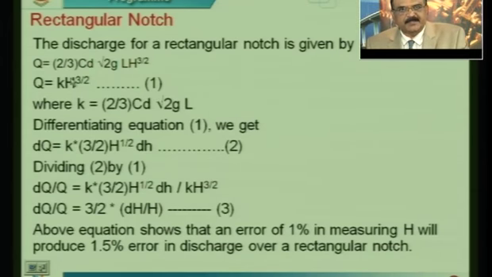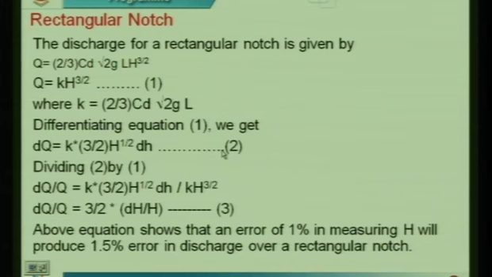Now, differentiate this equation. We get dQ is equal to K into 3/2 H raised to half into dH. With respect to which you are going to differentiate this? Differentiate this with respect to head. So, dQ by dH is equal to K into 3/2 into H raised to half. If you rearrange this, you are going to get dQ is equal to K into 3/2 into H raised to half into dH. Call this as equation number 2.